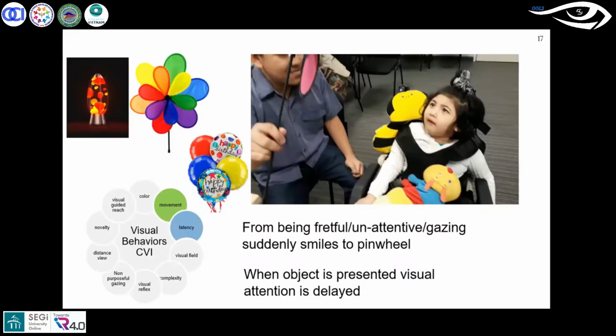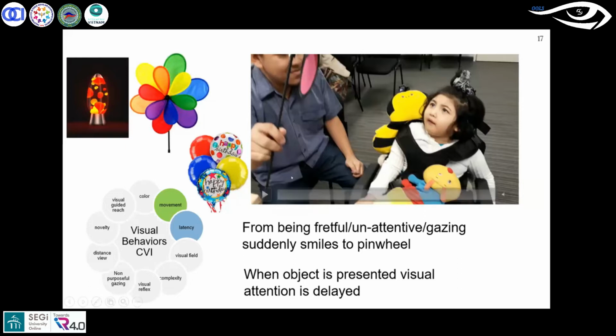Second is about movement. They are more responsive when we show an object that moves. It can be a pinwheel with multiple colors, and then shiny materials, balloons, or the mylar, the lava lamp. So anything that gives the impression of movement will attract the attention of a child with CVI, from not looking to looking, from being upset about something to giving a response to something.